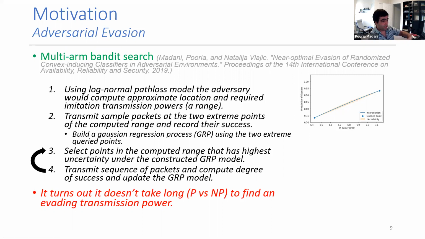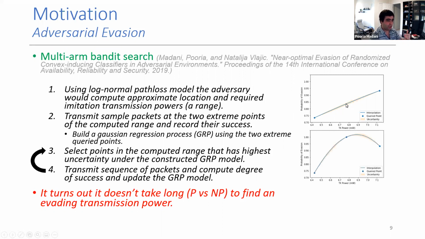And the idea of this is to iteratively try to reduce the uncertainty of the probability of evasion. The adversary in each iteration picks out a point that is uncertain about a transmission power, and they query and see if they can evade detection using that particular transmission power, and they record the probability of its evasion, how many of those packets got passed through, how many got blocked, and that would be the probability of that trial.